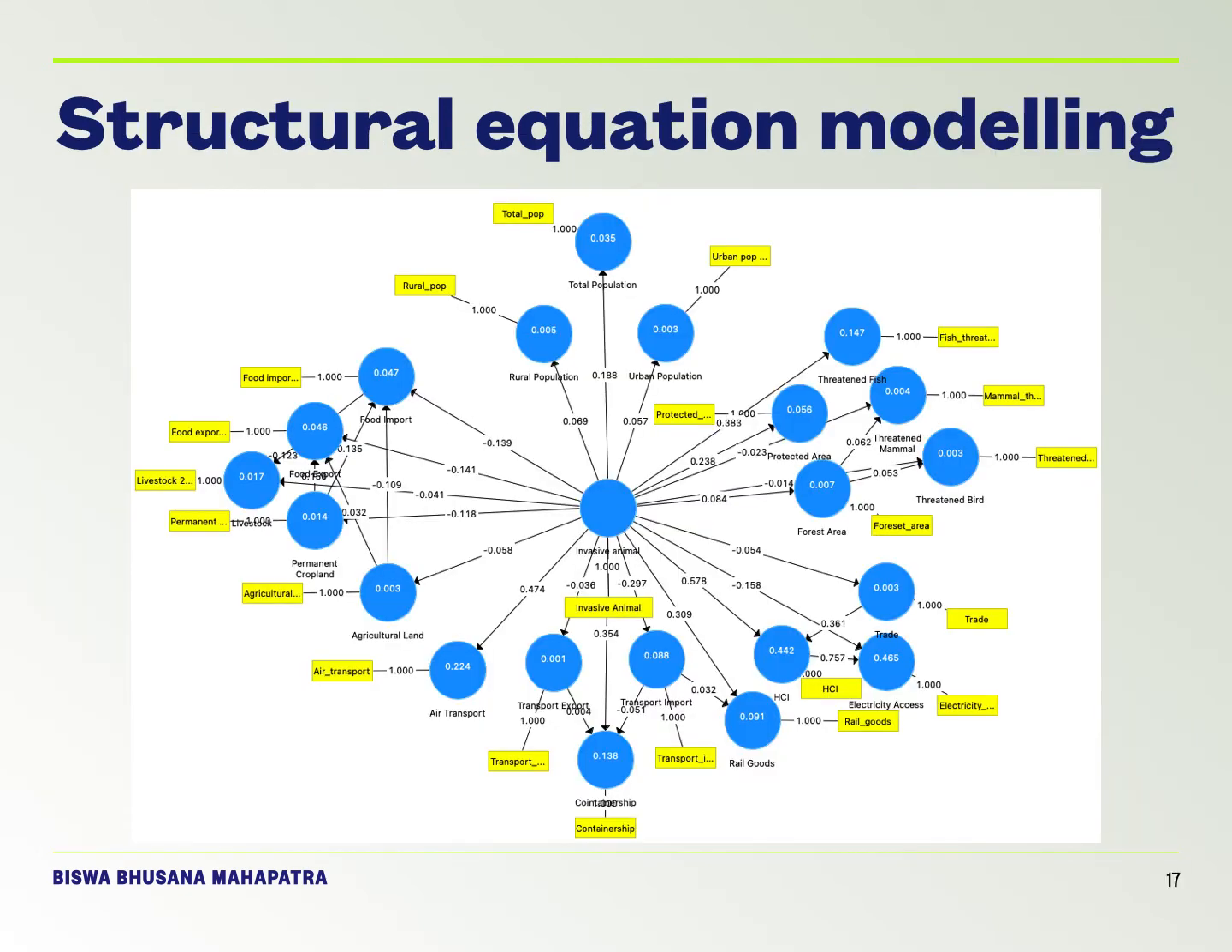Similarly, structural equation modeling shows how the number of invasive species is related to different socioeconomic factors such as transport, export, import, trade, HCI, that is human capital index, number of threatened species, population, agricultural land, etc. So we see most of the anthropogenic factors are related to the number of invasive species.